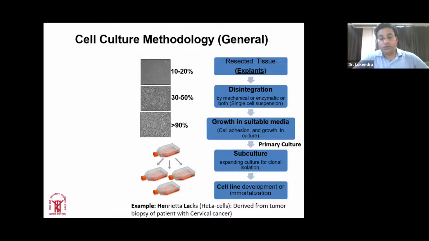But if you want to grow them continuously, there are certain modifications that can be made in cell culture, and that is called immortalization. You are basically modifying your cells by introducing certain genes which are required for their continuous proliferation, and that process is called immortalization.